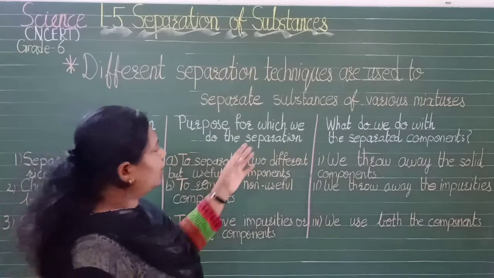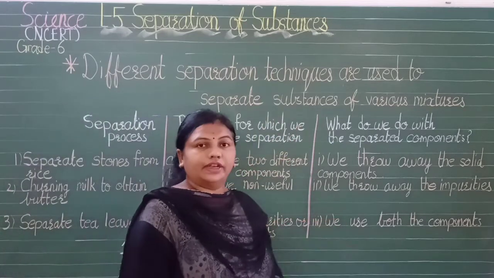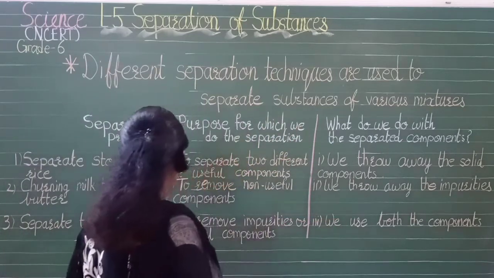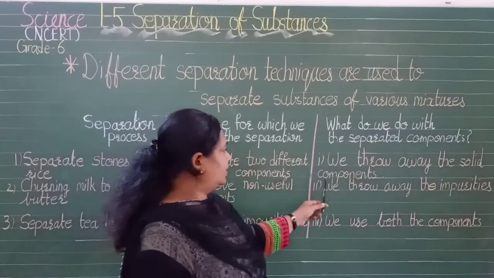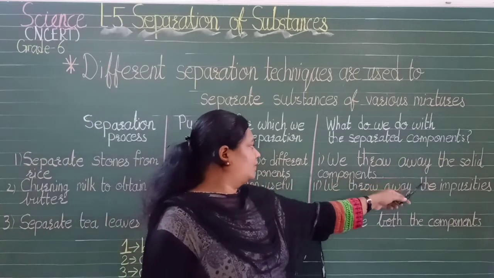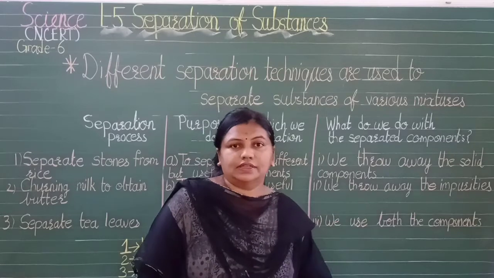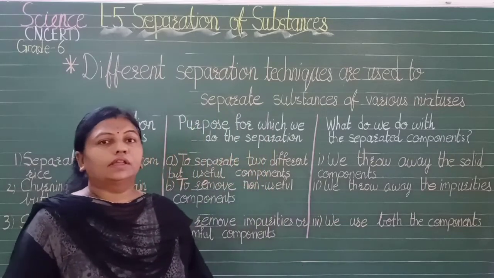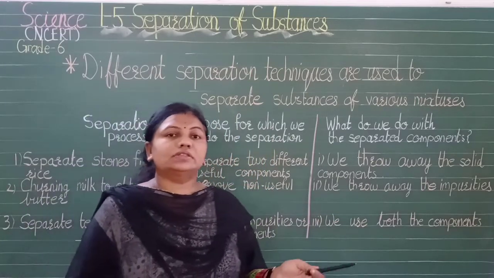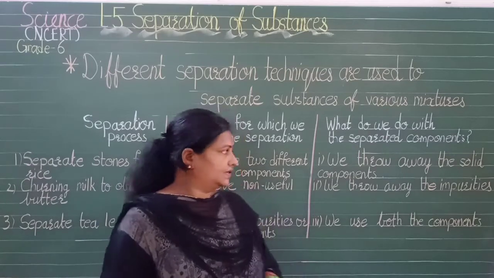Okay, now again from the third column we have to find the correct answer, and our correct answer is number 1, that we throw away the solid components. Yes, so what will we throw away? The stone, because it is not useful for us.